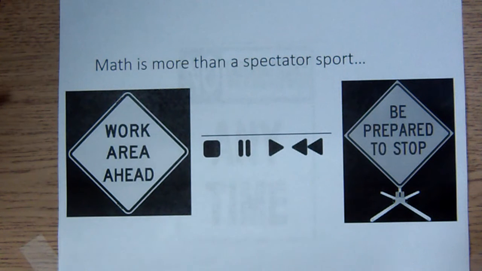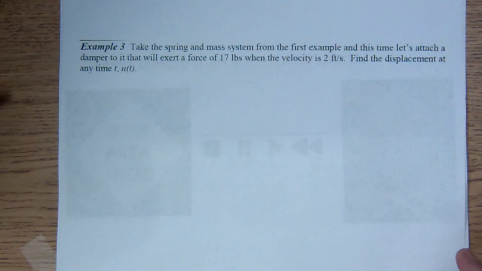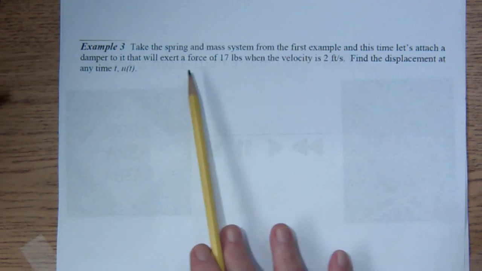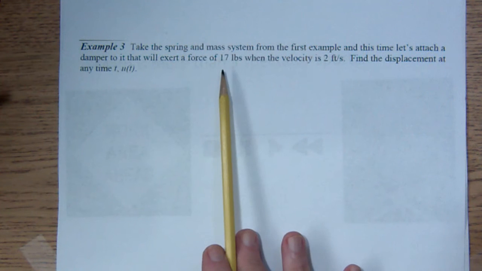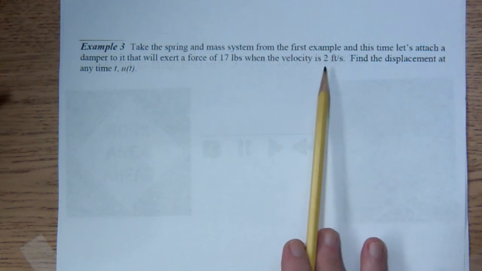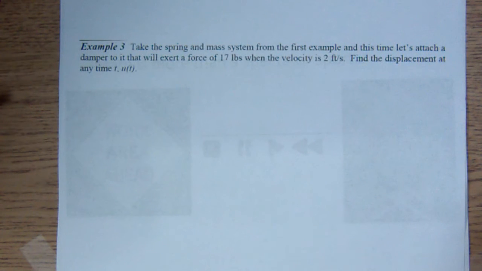We're going to continue our discussion of damping with a couple more examples. Here's the first one. We take, again, the spring and mass system from the first example, but we're attaching a different damper to it that will exert a force of 17 pounds when the velocity is 2 feet per second. And again, we want to find the displacement at any time t, called u of t.